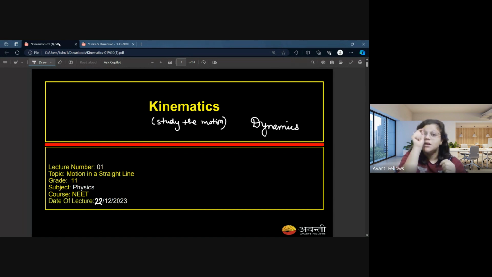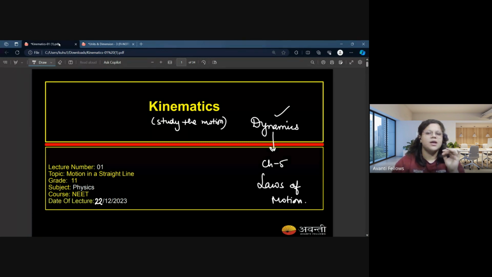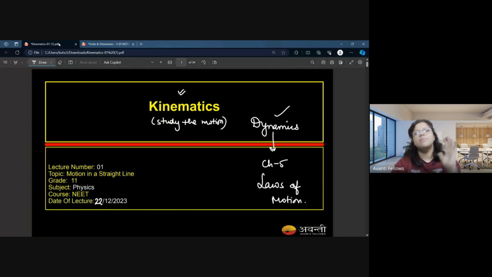But when we are concerned about the reason also, then we enter dynamics. As simple as that. So dynamics is your chapter 5, which is known as laws of motion. Here we are concerned about the forces and everything, the cause of motion. But whenever it comes to kinematics, we are going to discuss the motion only.